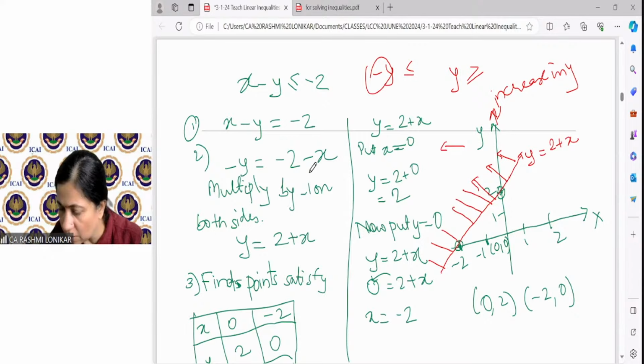Rani, see, this is what I'm saying. Now you have to see this. This is going to help you decide which is the area which is satisfied.